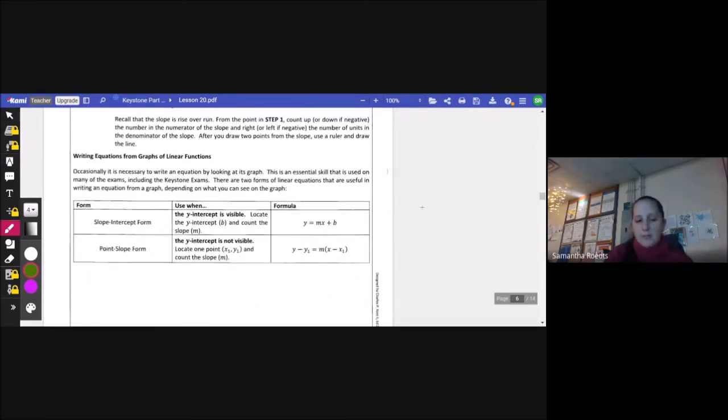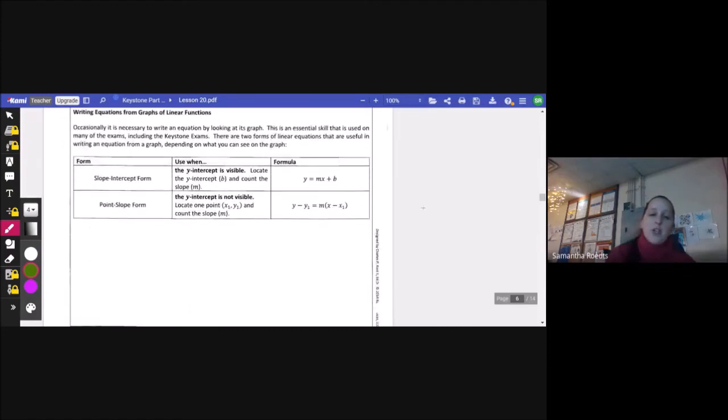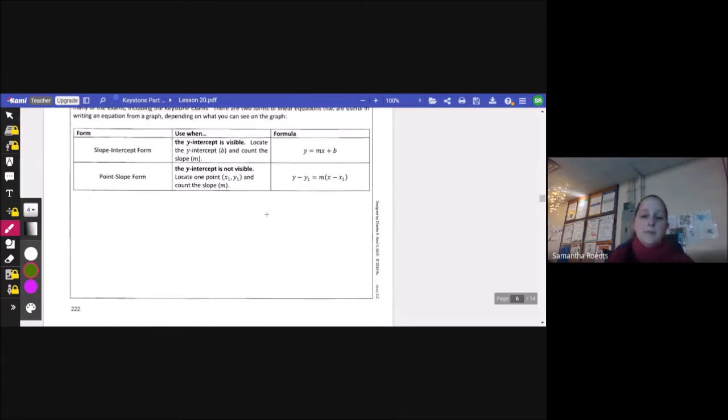Write equations from graphs of linear functions. Occasionally, it's necessary to write an equation by looking at a graph. This is an essential skill that is used on many of the exams, including the Keystone. There are 2 forms of linear equations that are useful in writing an equation from a graph, depending on what you can see on the graph. So you have slope-intercept form. The y-intercept is visible. I locate the y-intercept and count the slope. Or point-slope form. The y-intercept is not visible. I locate one point and I count the slope.